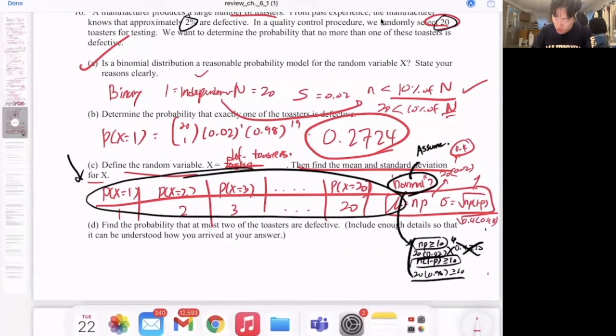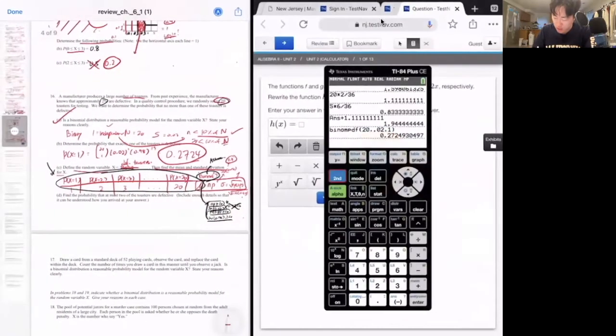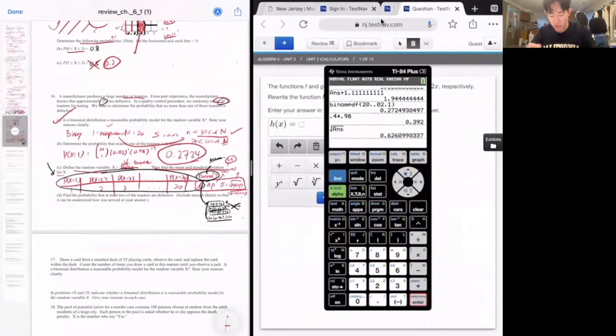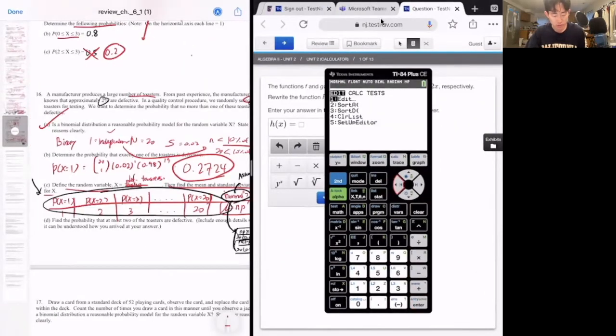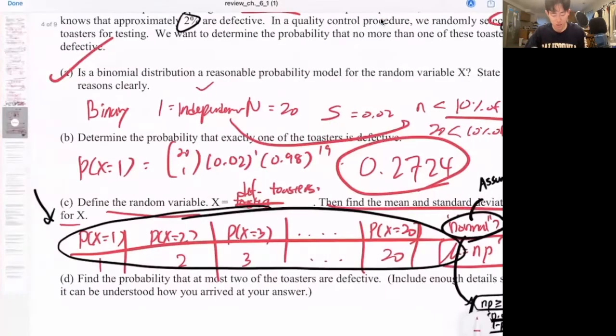So let me just go to my calculator here. So 0.4 times, what is it, 0.98, and then we can just square root that answer. So it's going to give me a standard deviation of 0.626, I believe.